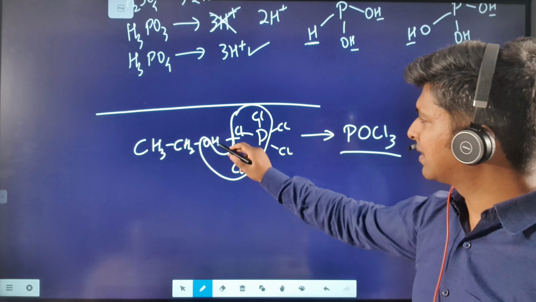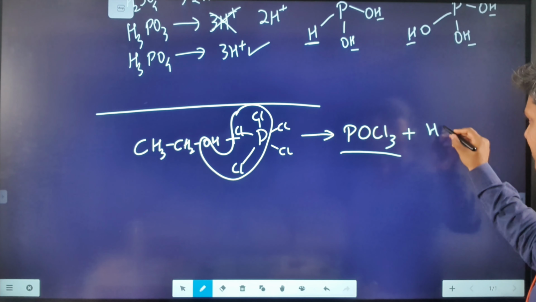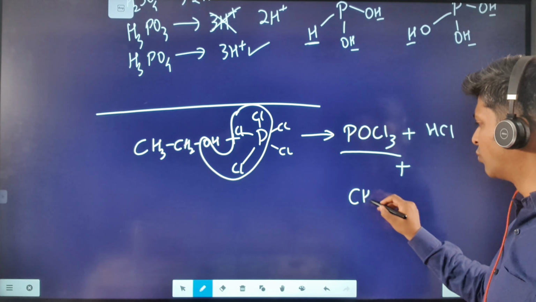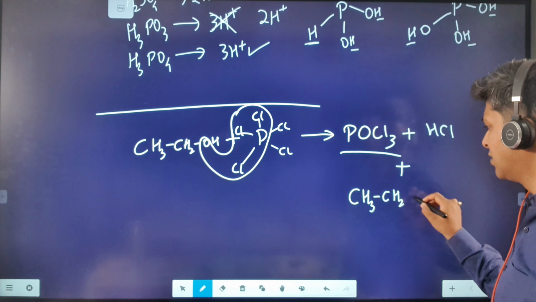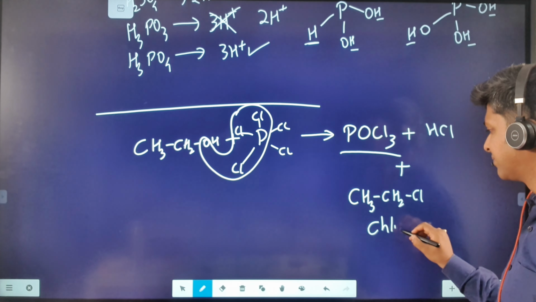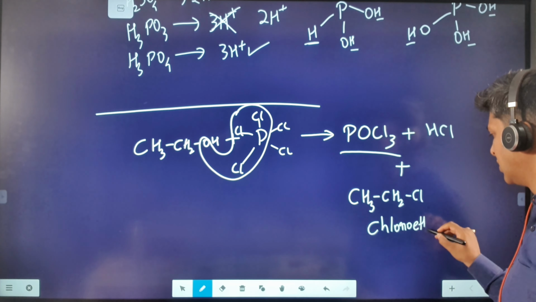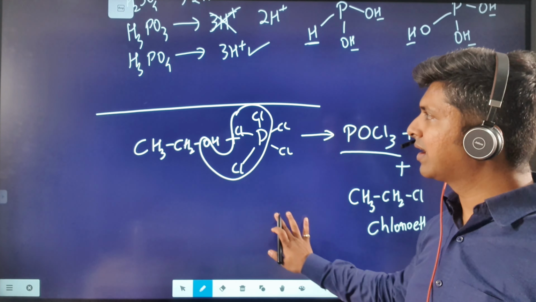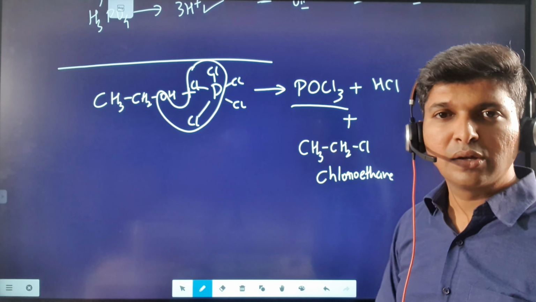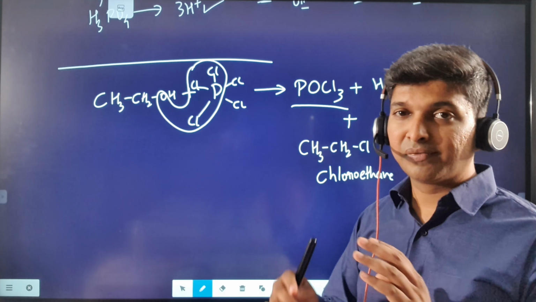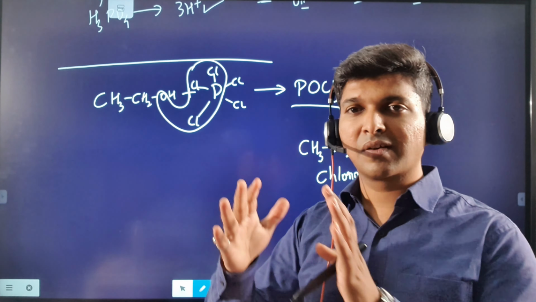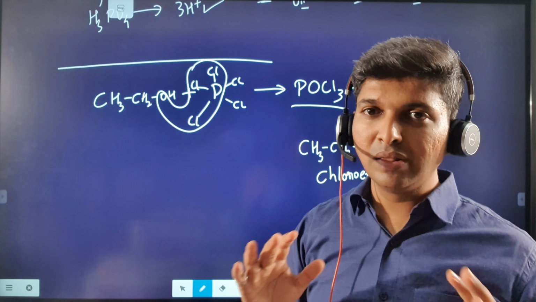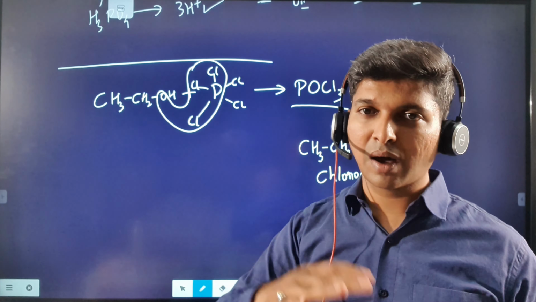Now one Cl will combine with H to form HCl, and another Cl will combine with CH3CH2 to form chloroethane. So what do we get? Chloroethane. This is one way of forming chloroethane, a haloalkane, from alcohols. These are the 4 methods in which we have converted alcohols to haloalkanes. Now all these methods starting from alcohol to haloalkane are over.